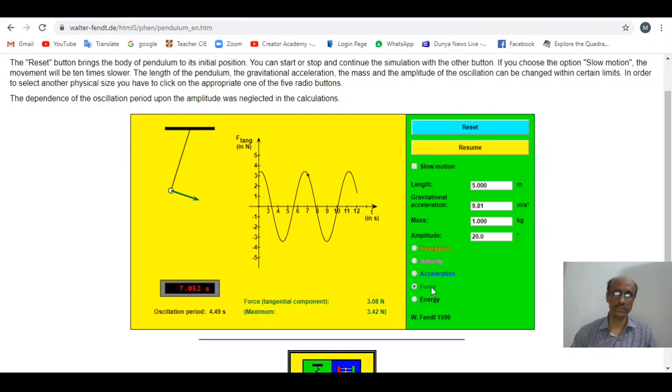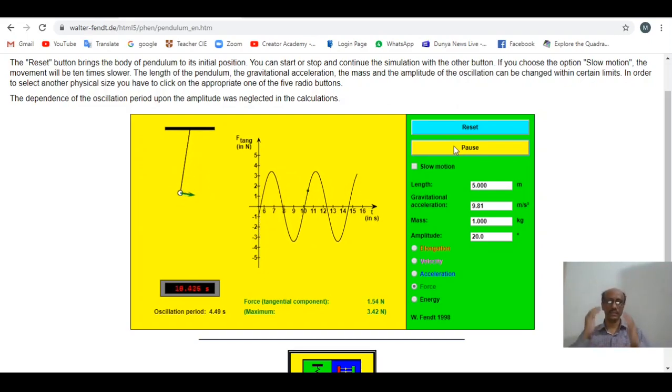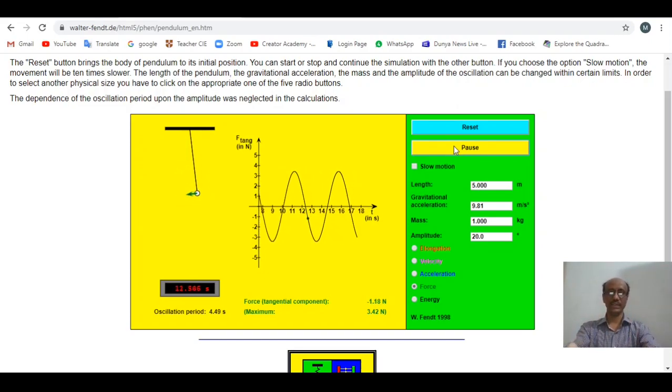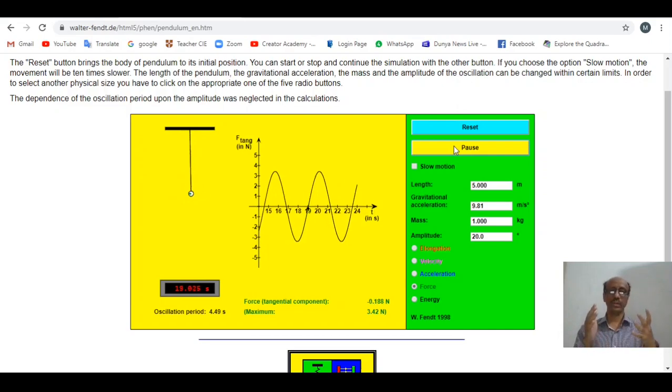And then the forces. If we resume this, the direction of the force is towards the center. What is the reason? Because acceleration always acts in the direction of the applied force. So the force is towards the center, which means that the acceleration is also towards the center.